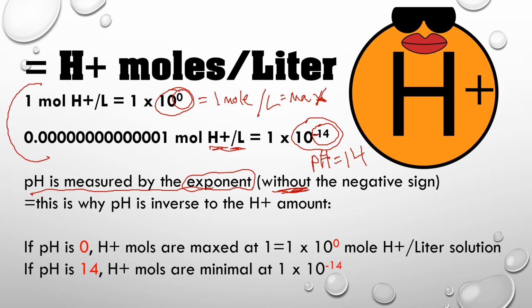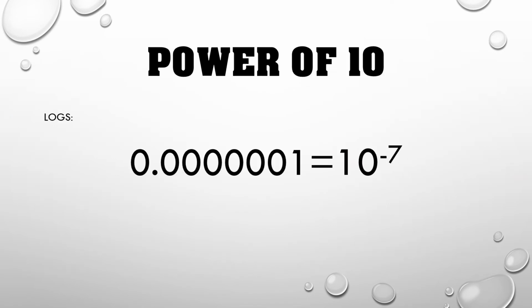If the hydrogen ion concentration is 10 to the negative 9th, the pH would be 9. So the pH is just that exponential number on the 10 without the negative sign. So here we go, the power of 10.